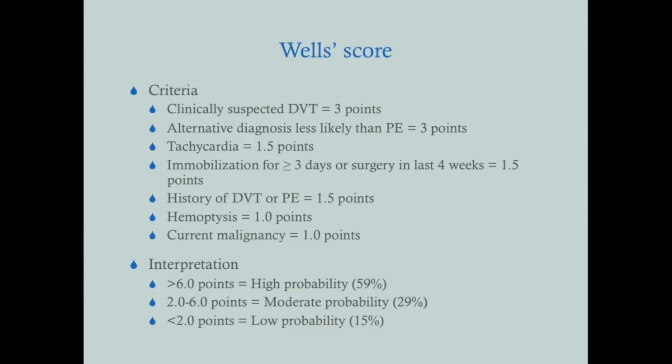And so the way we interpret that is placing them into the high, moderate, and low probability categories using 2 and 6 as our cutoffs. Okay.